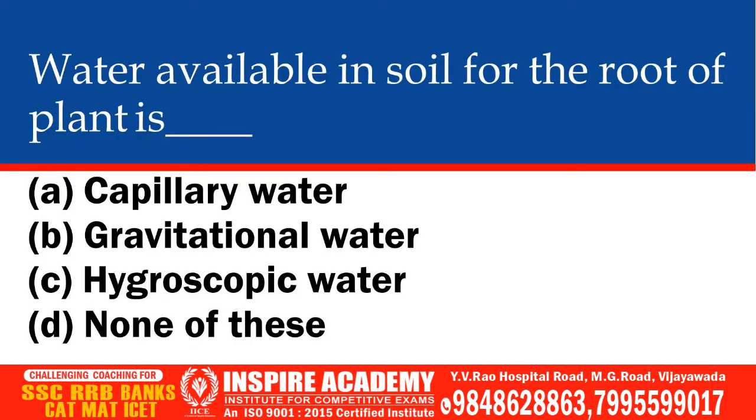Water available in soil for the root of plant is capillary water, gravitational water, hygroscopic water, none of these. And the correct option is capillary water.